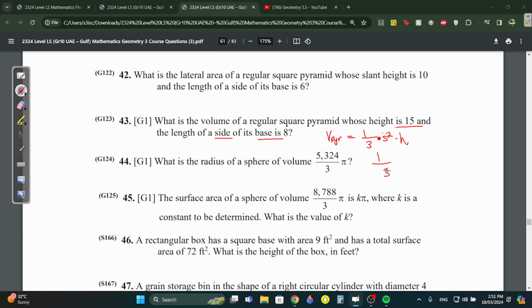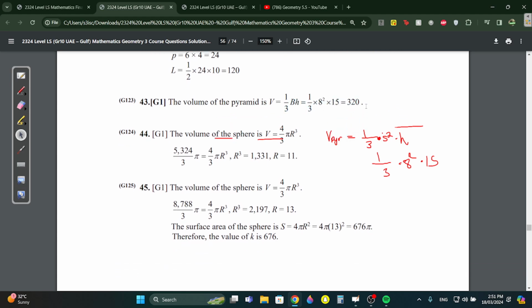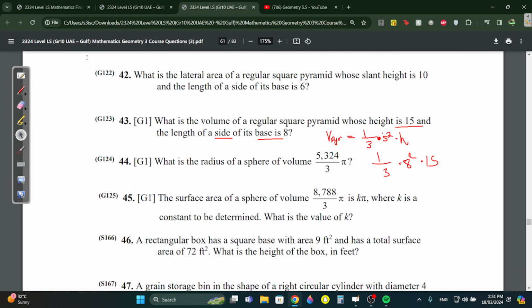So 1 over 3 times 8 squared times 15. What do you get? I'm not going to do the math. It's 320. Some people also write 1 over 3 times capital B times H. In the book, this is how they write it. If you want to write it like that, that's the same thing. But B is the same as saying side squared. B here is 8 squared.